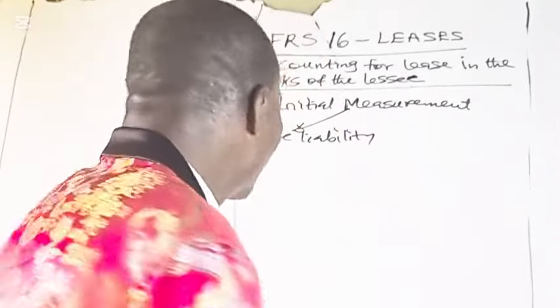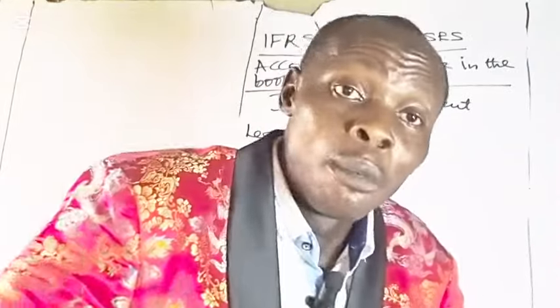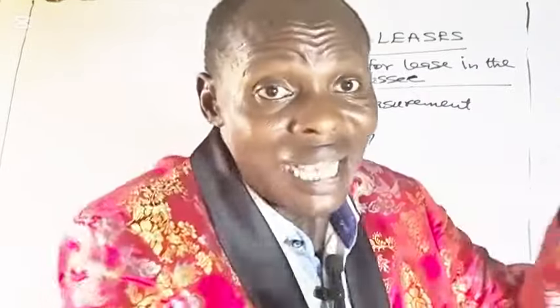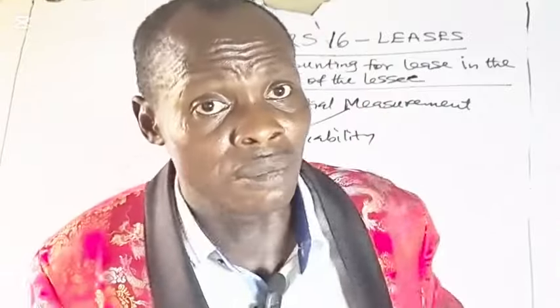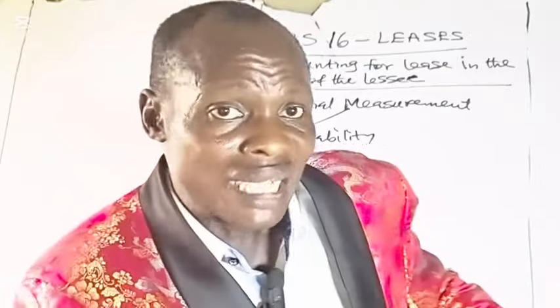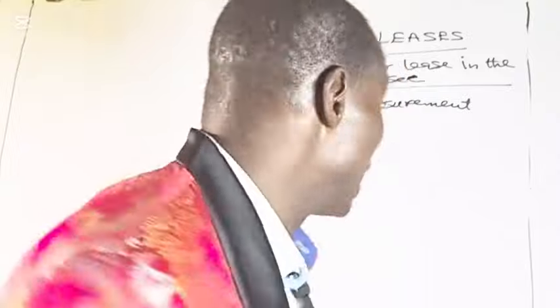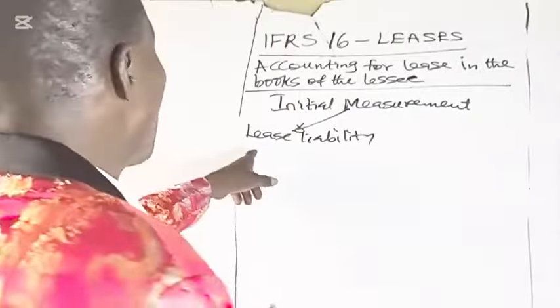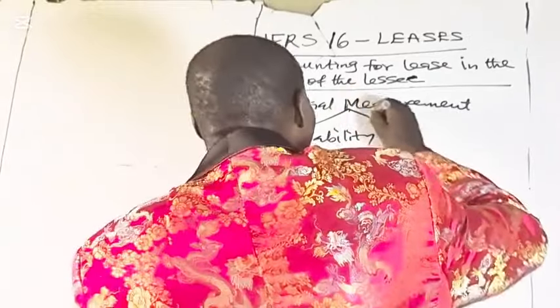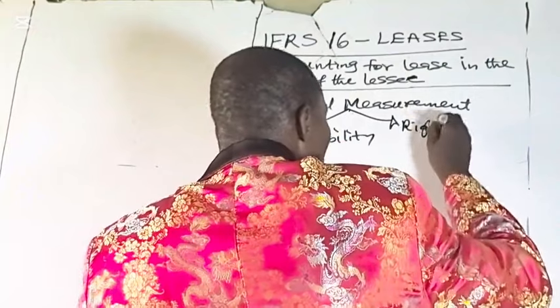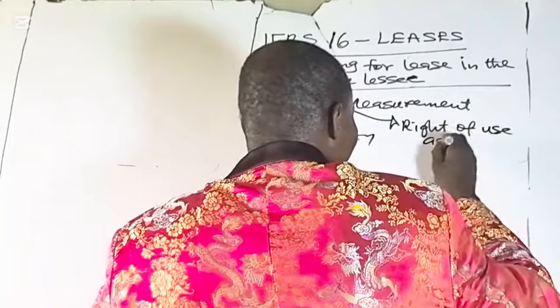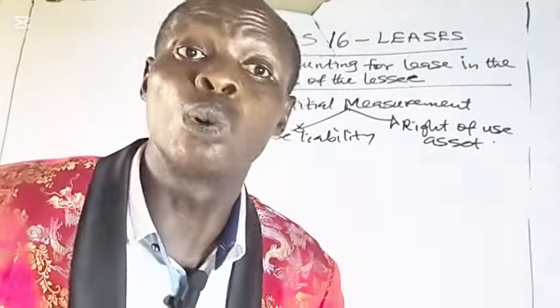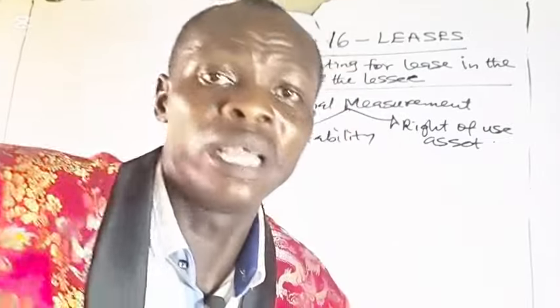The substance of the transaction will be recorded over its legal form. The legal form says you are not the owner, but the substance of it will be recorded. Since the control of the asset is in your hands, you will still record it as an asset, despite the fact that you are not yet the owner. So in the books of the lessee, on initial measurement, two things will be recorded. Number one, the lease liability, and number two, the right of use asset. These are the two things you need to recognize on initial recognition.